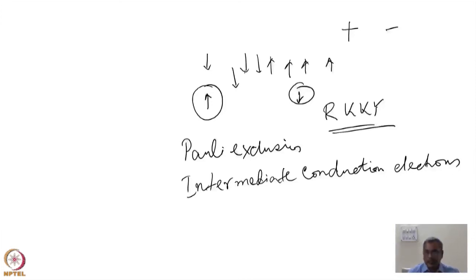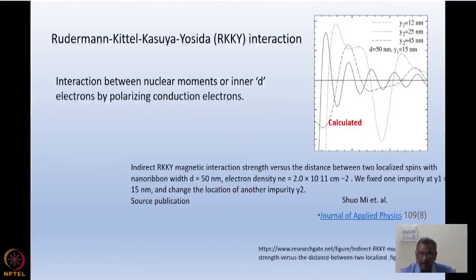I will just show you a drawing here, the indirect RKKY magnetic interaction. This has been taken from this paper, where it's long range, you can see. The electron density of the system is given as 2 × 10^11 per square centimeter, and one impurity is fixed at Y1 equal to 15 nanometers, and the location of another impurity is changed, you can see this is in nanometers: 12, 25, 45, 15. So basically first, close to the first impurity, the electrons are polarized. Now this polarization causes, as we go further, opposite polarization of the conduction electrons. Then this opposite polarization at the next distance will force the electrons to be polarized up again. This is simply because of the Pauli exclusion principle.